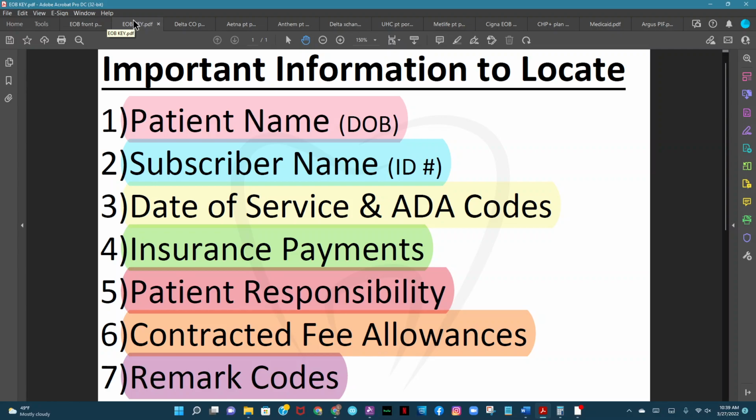Now that you know what information we are looking for and why, let's explore the EOBs and go through each individual claim. Keep in mind that each explanation of benefits not only has different verbiage, but the location of the information will vary.